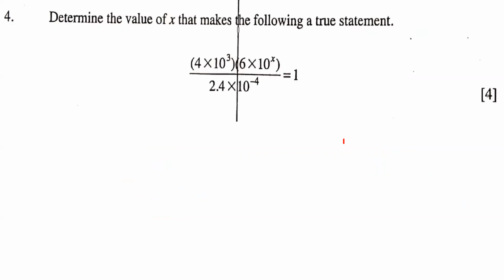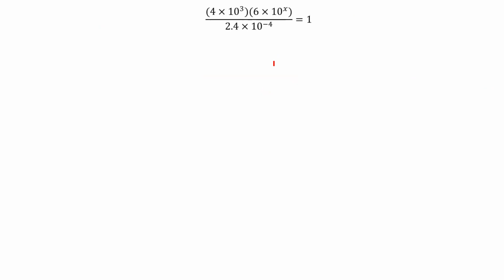We have this equation, and we want to solve for x. What is the value of x that satisfies this equation? Okay, so let's begin. So we have 4 times 10 to the third power times 6 times 10^x divided by 2.4 times 10 to the -4 equals 1. What we're going to do is put the 6 and the 4 by themselves, and put the 10 to the third power and 10 to the x power by themselves. So let's organize the numbers that we have.